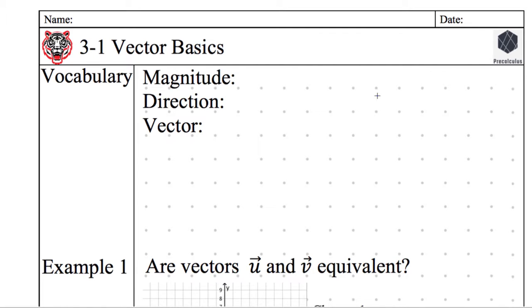We are in Precalculus. Today is November 13th, 11/13. Please put the date on your paper so you can organize this in case you need to know that you're absent this day or whatever. All right, so vector basics.